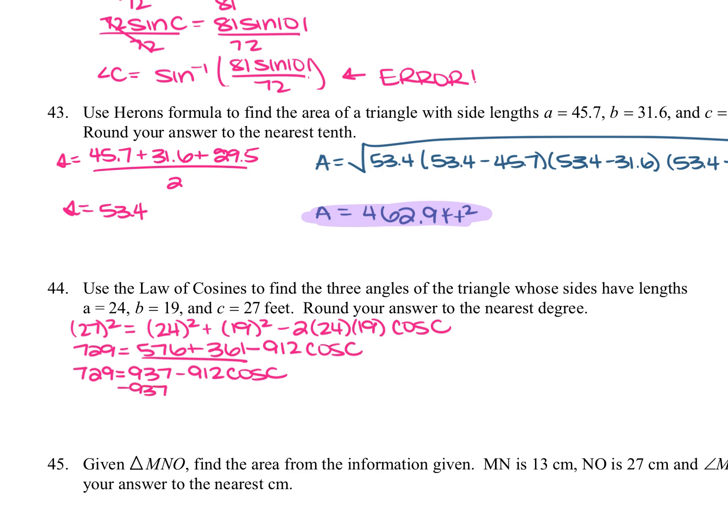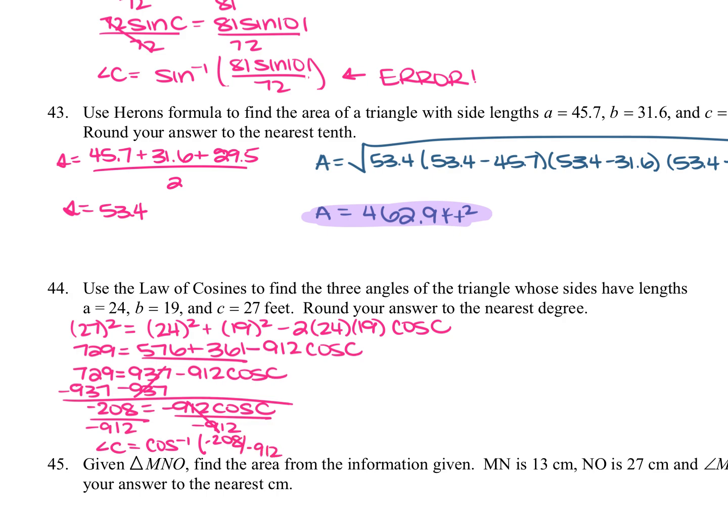Subtract your 937 over. This gives you negative 208 is equal to negative 912 times the cosine of C. Divide each side by the negative 912. You're taking the inverse cosine of negative 208 over negative 912, which gives you an angle C equaling 77 degrees.